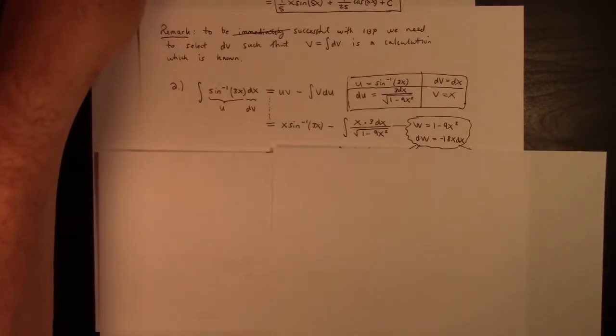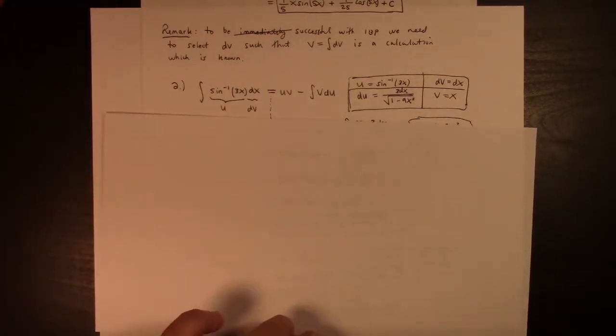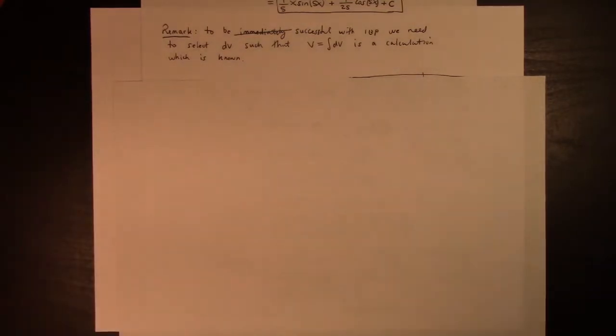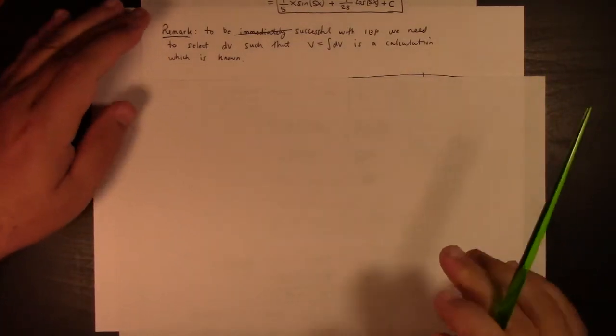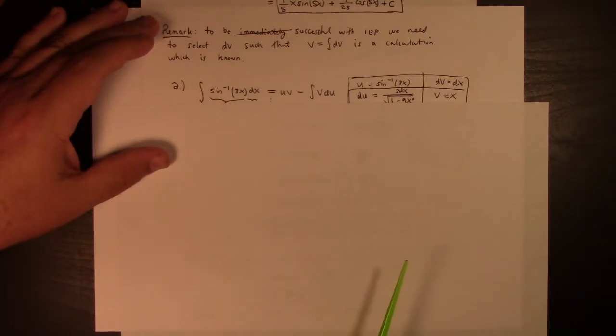All right, just a comment here. To be successful with integration by parts, we need to select dv such that the integral of dv is actually a tenable calculation, right? If you can't integrate dv, then your choice of dv is not very good. So here's my next example.